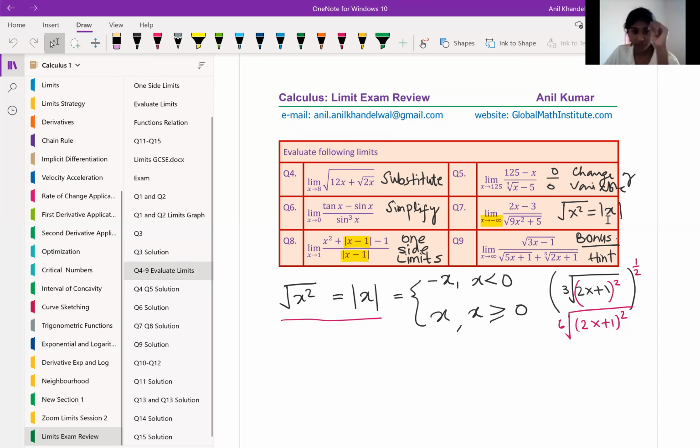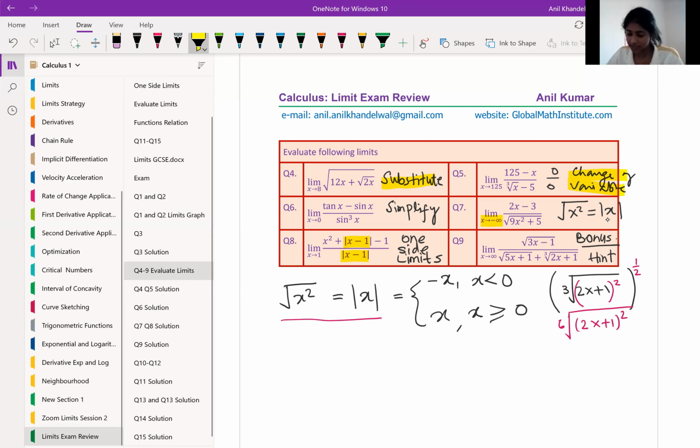So, question 4. I did substitution and I got 10. Question 5, I did change of variable. So I got 125 minus u cubed over u minus 5. Then I just factored it all out, and I got u minus 5 as common. I cancelled them, and my final value was minus 75. Okay, great. That's the correct answer.